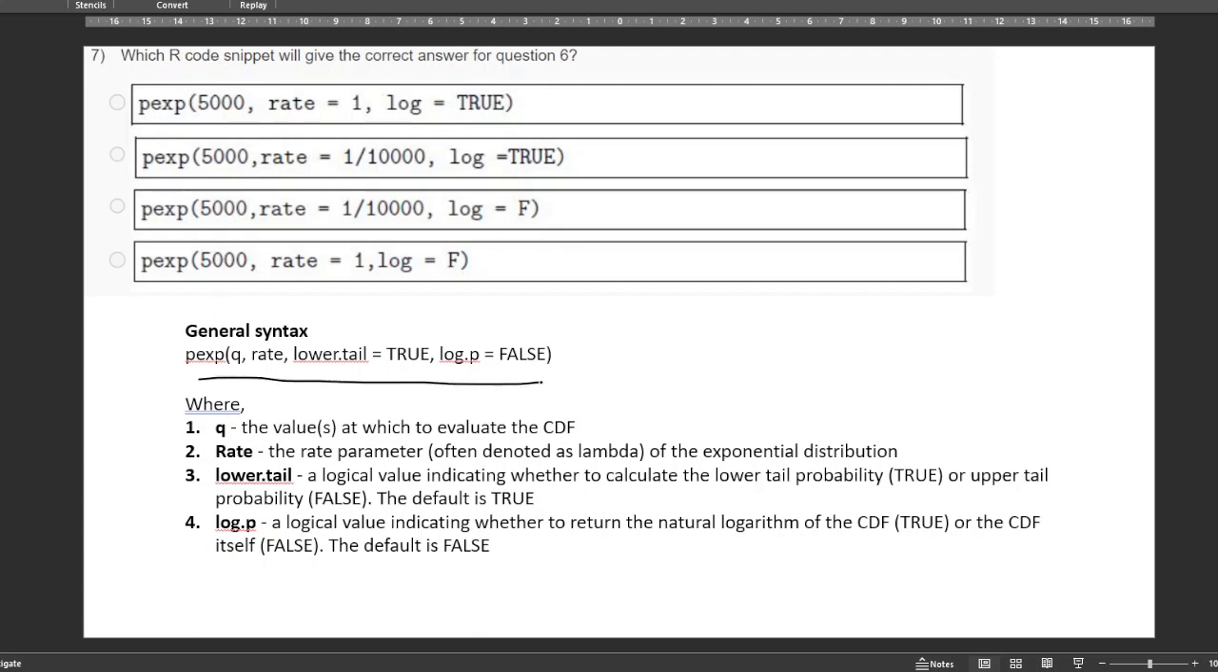This is the general syntax for the cumulative distribution function for an exponential distribution. Q represents the value at which to evaluate the CDF, up to the half-life of 5000. The rate is the rate parameter, often denoted by lambda, of the exponential distribution. The rate parameter means lambda here. Then lower tail equal to true decides whether to calculate the lower tail probability or the upper tail probability. If you give lower tail true, it will calculate the lower tail, which is the default. Otherwise, if you give false, it will calculate the upper tail probability.